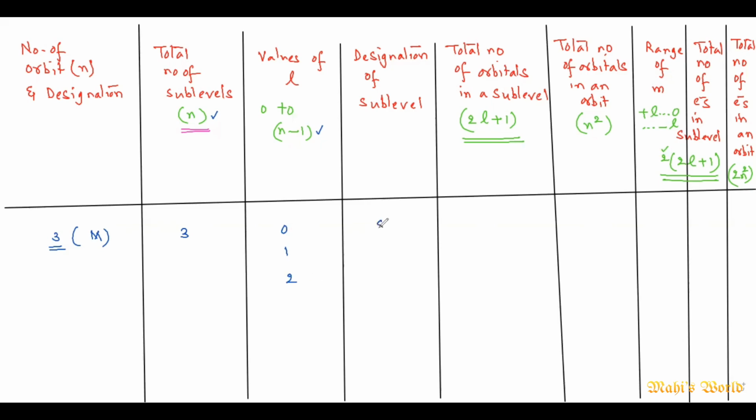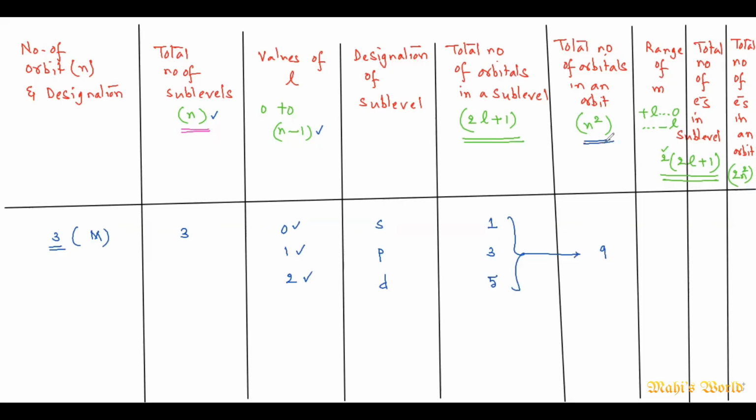When it is 0, we call it S sublevel. When it is 1, we call it P sublevel. When it is 2, we call it D sublevel. And when it is 0, 2 into 0 plus 1 is 1. When it is 1, 2 into 1 plus 1, it is 3. When it is 2, it is 2 into 2 plus 1, it is nothing but 5. So overall, if you take the total, it is 1 plus 3 plus 5, 9.